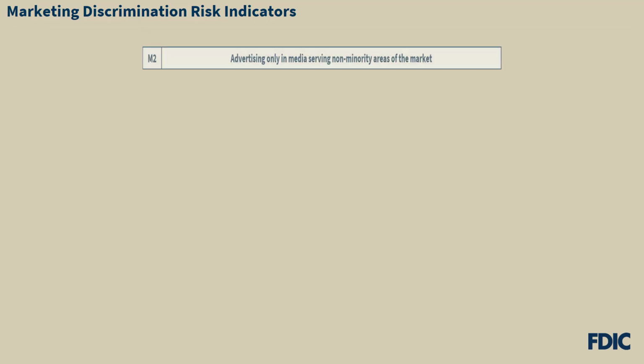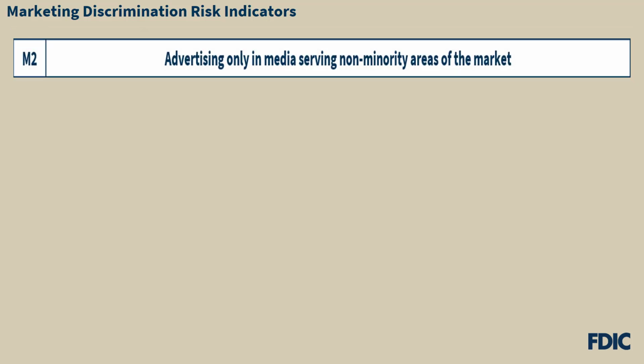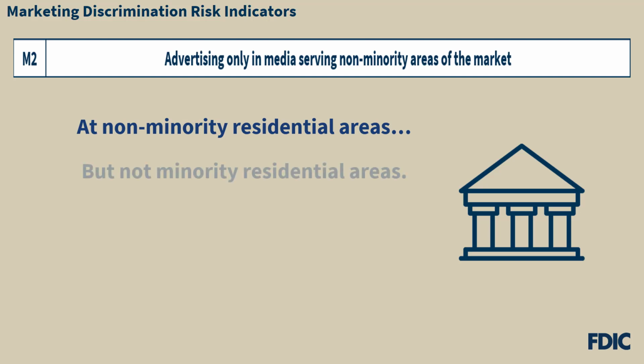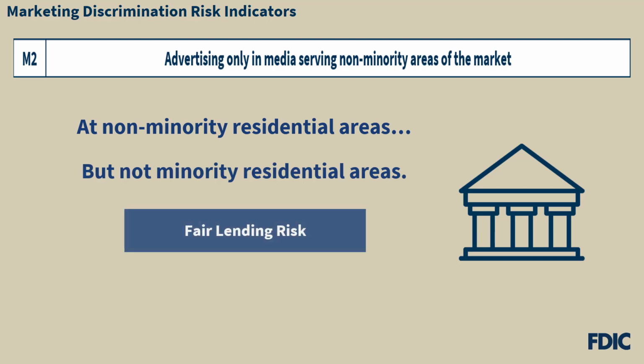The next risk indicator, M2, is advertising only in media serving non-minority areas of the market. For example, if a bank posted advertisements on commuter rail billboards at stops in non-minority residential areas, but not at stops in minority residential areas, there could be fair lending risk.